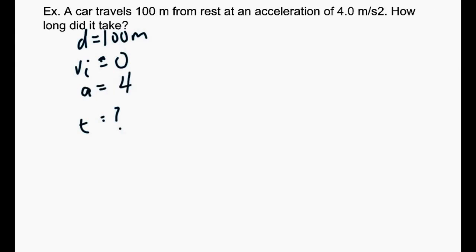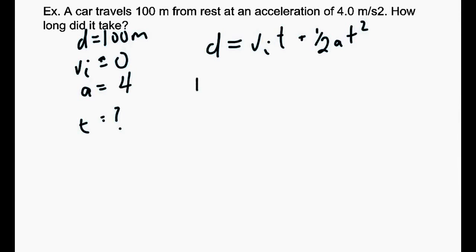Okay, I just switched this question, so instead of having a VF, I changed it to an acceleration of 4. We're still looking for the time. So we have distance, initial velocity of 0, acceleration of 4. What is our time? If we go back to the formula page, the formula that doesn't have final velocity is VIT plus 1/2 AT squared. So that'll be the one we pick.